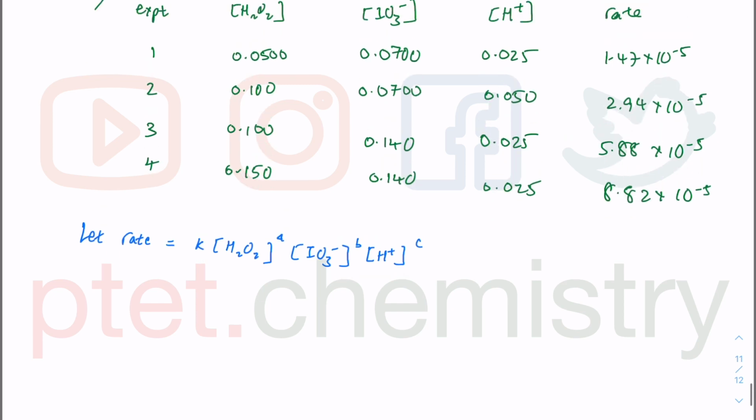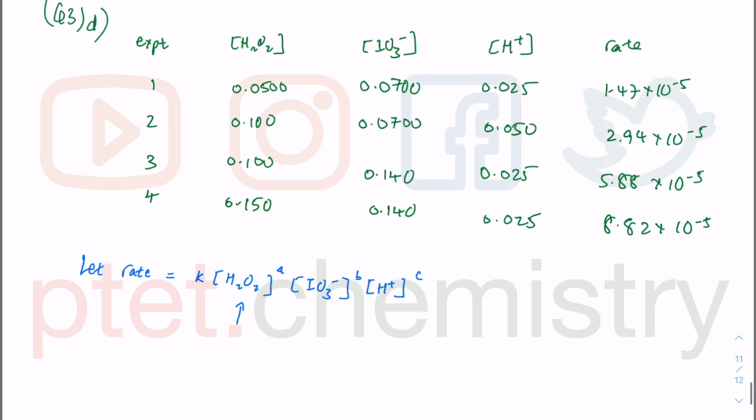If I want the order with respect to H2O2, if I want to do this one first, then I need to find something where the IO3 minus and the H plus concentrations are constant, basically the same. Which one should I choose? I should choose 3 and 4, because hopefully you can see that both the IO3 minus and the H plus are the same, and I'm changing the H2O2, so that's increasing from here to here.